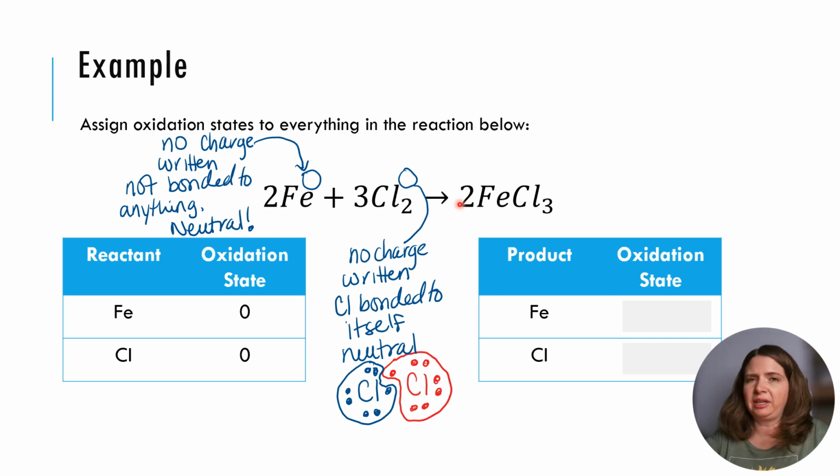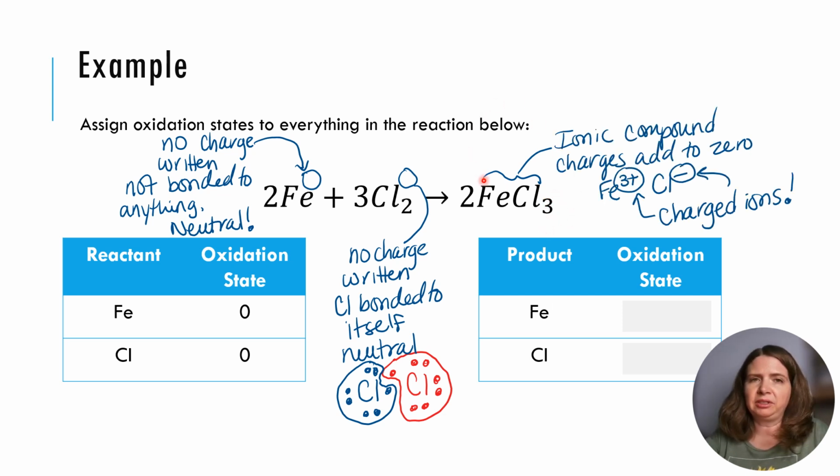Now on the product side, we have iron bonded to chlorine in an ionic compound. To assign oxidation states, we break this down into ions. Chlorine, a halogen in group 17, gains 1 electron and has a common ion charge of -1. Since there are 3 chloride ions at -1 each, the total negative charge is -3. To balance this, the iron must have a +3 charge. Therefore, the oxidation state of iron in FeCl3 is +3.